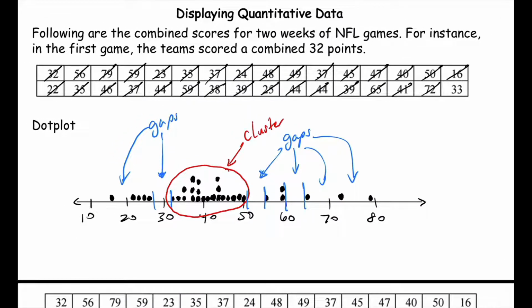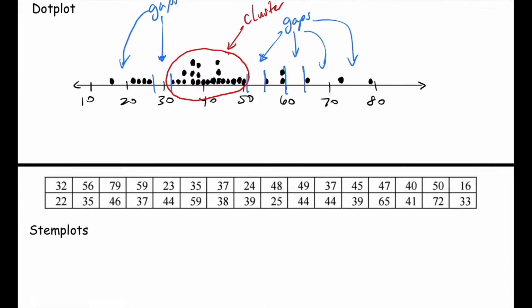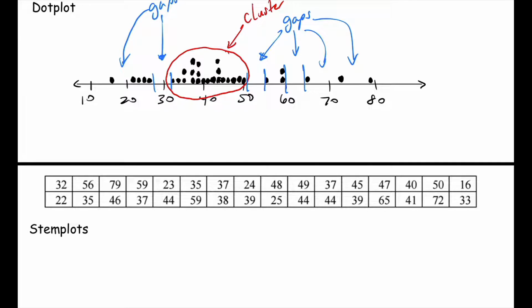So we could say if you were going to make a bet as to how many points a team was going to score this weekend, you'd be pretty good to say between 30 and 50 points, because that's where a lot of the data happens to be. Okay. So that's a dot plot. Not hard to do, easy to read.